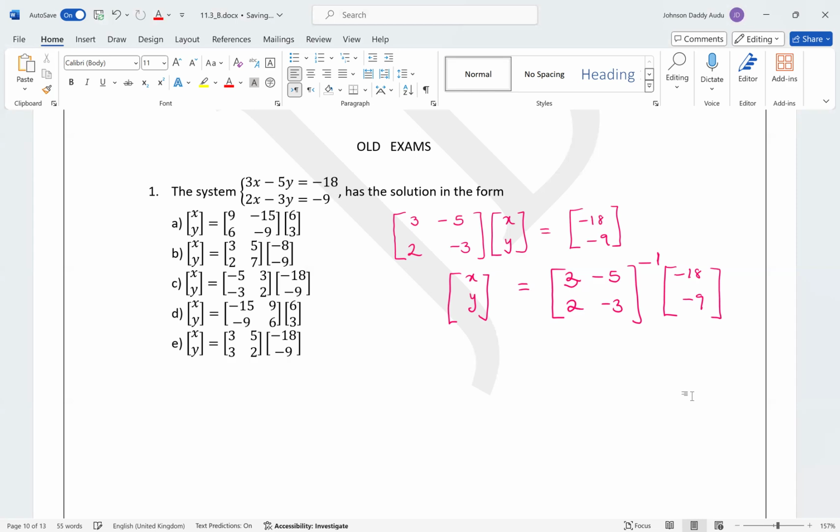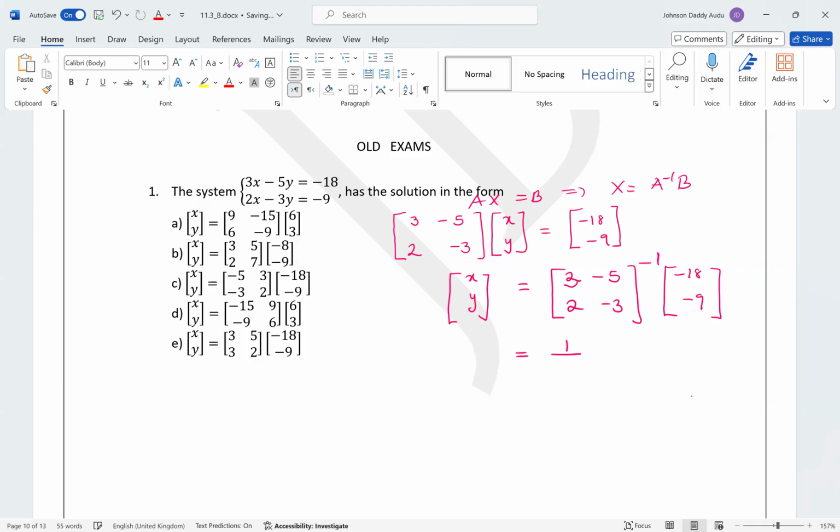So what is happening here is just what we discussed earlier. This is like your Ax equals B, right? And it means that x is just going to be A inverse multiplied by B. So let's find the inverse of this one. This is a 2 by 2 matrix.